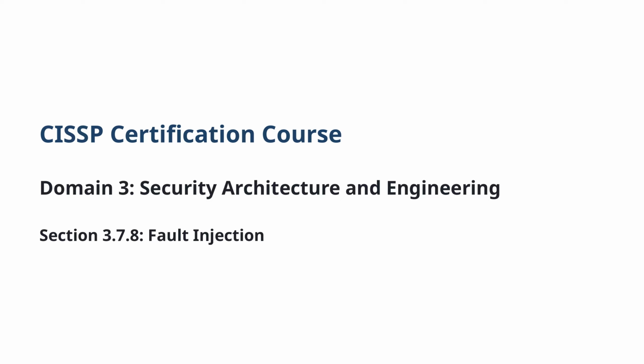In this section, Section 3.7.8 of Domain 3, we'll be focusing on fault injection within the context of security, architecture, and engineering. Fault injection is a key technique used to test the stability and security of systems by intentionally introducing faults to observe how the system behaves under stress. Understanding this technique not only helps in identifying potential vulnerabilities, but also in improving the overall resilience of software and systems.